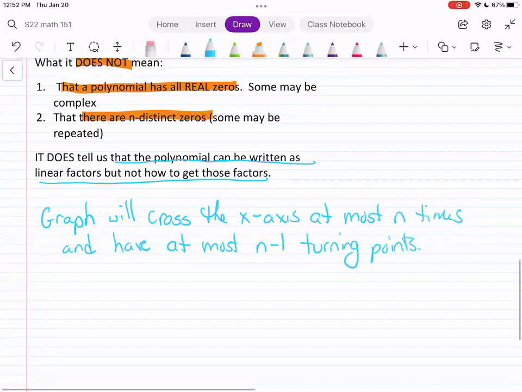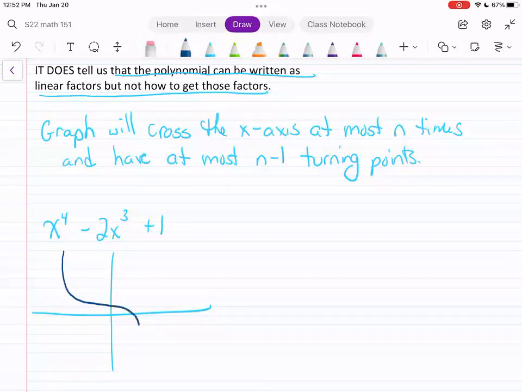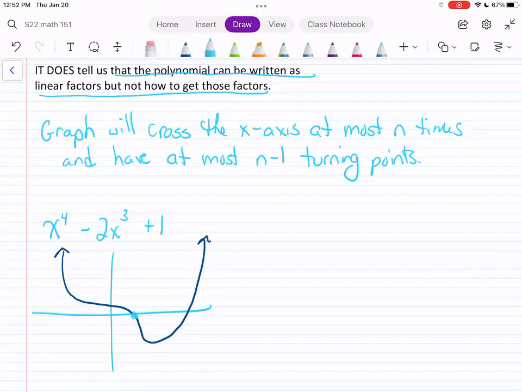So what that means is if I have something like x to the 4th minus 2x cubed plus 1, if I draw a rough graph of that, it looks something like this. And notice it crosses 2 places. So it has at most 4 places that it crosses. It only has 2. And notice that it also has only 1 turning point, because here it's decreasing, decreasing, decreasing, increasing. It only changes direction once.